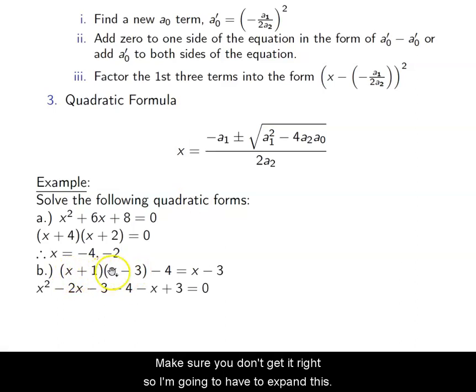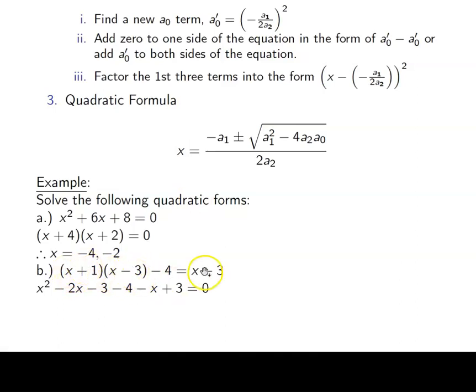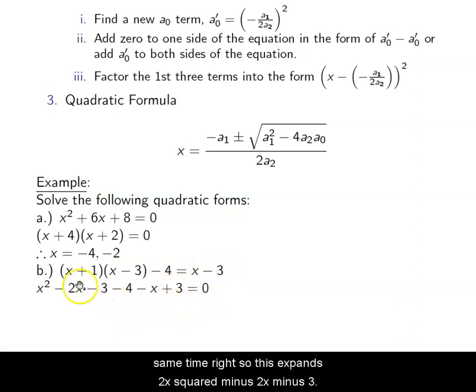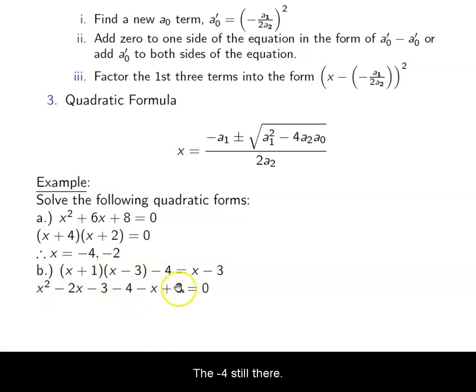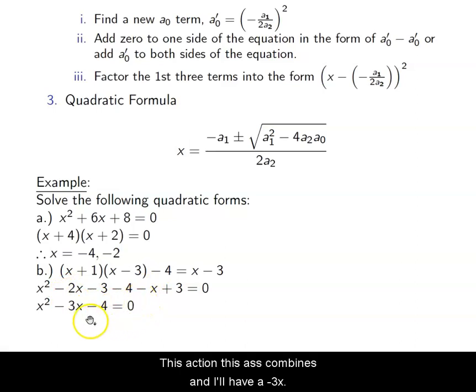So make sure you don't mix that up, right? So I'm going to have to expand this and then move this x over and move this 3 over all at the same time, right? So this expands to x squared minus 2x minus 3. The minus 4 is still there. The minus x, and then now this is a plus 3. Luckily, this 3 and this 3 cancel, so I know my constant will be negative 4. This x and this x combine, and I'll have a minus 3x, okay?